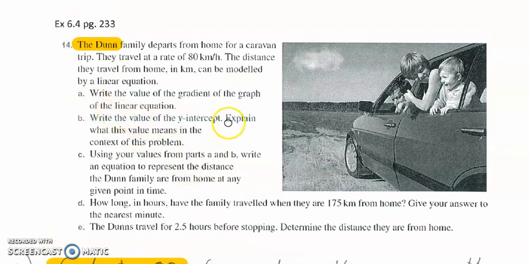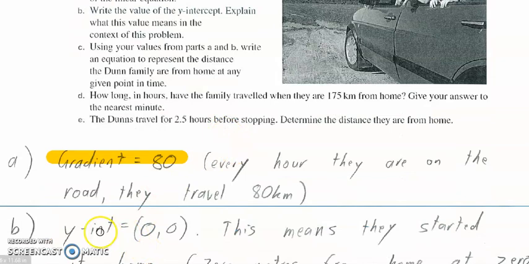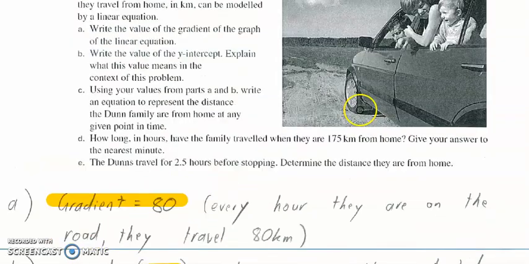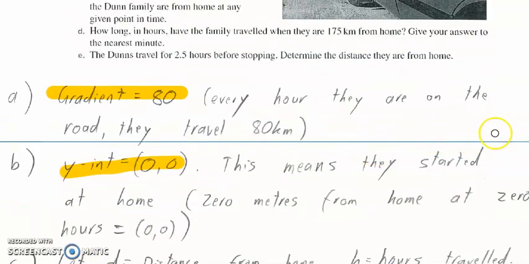Part B, write the value of the y-intercept. Explain what this means in the context of the problem. Well, the y-intercept, guys, it's (0, 0), the origin. How do I know that? Well, the Dunn family would have started at home. This equation that we're working towards represents how far they are from their home. So when they started, they were 0 kilometres from their home at 0 hours. Therefore, the y-intercept is the origin. It's (0, 0).